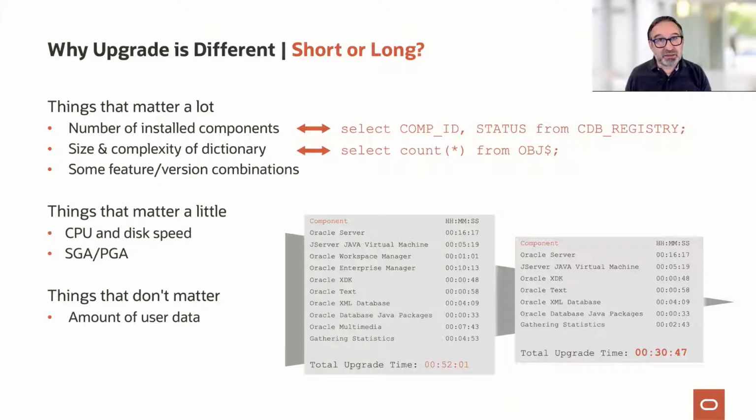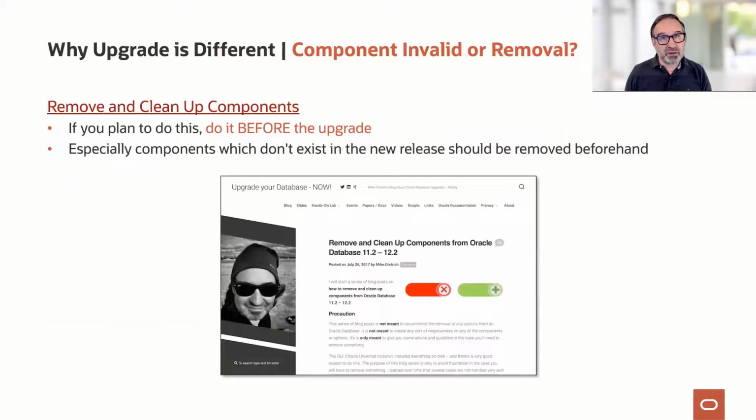CPU speed, disk speed, that can influence the upgrade, and also SGA and PGA. Daniel will show you some cool examples on that later on. But main driver, components. When you want to remove components, do this before the upgrade. This is a strong recommendation. It not only is easier in many cases, but also, of course, you save upgrade downtime. So remove components beforehand. Look it up on the upgrade blog.